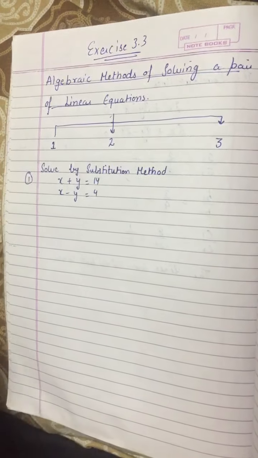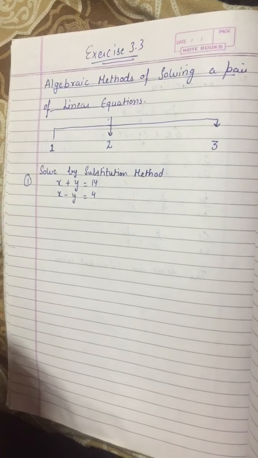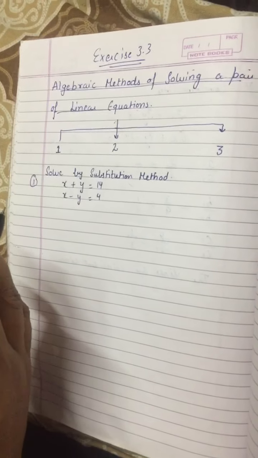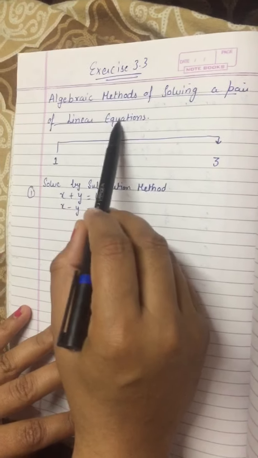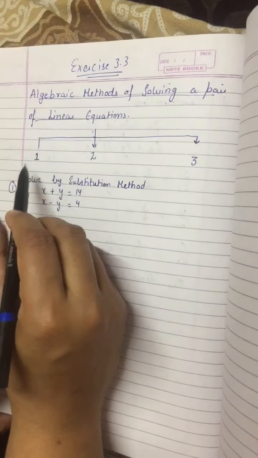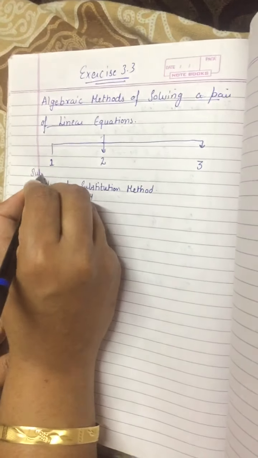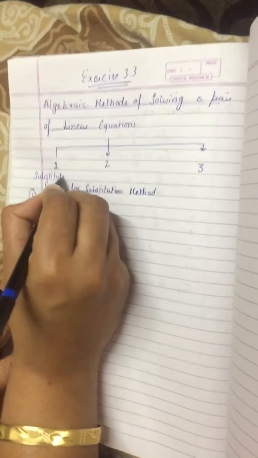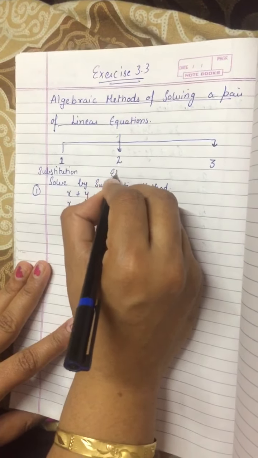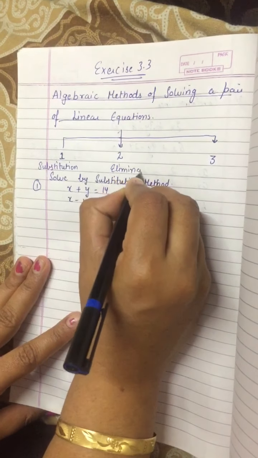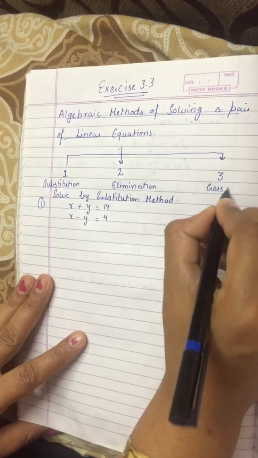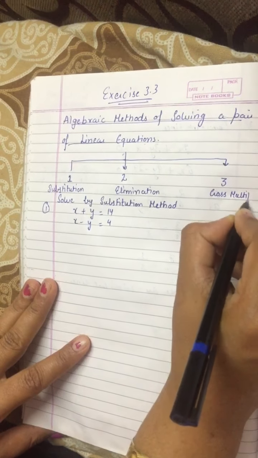Earlier we have discussed the graphical method. Now I am going to describe the algebraic method of solving a pair of linear equations. There are three algebraic methods. Number one is the substitution method, the second one is the elimination method, and the third one is cross multiplication.